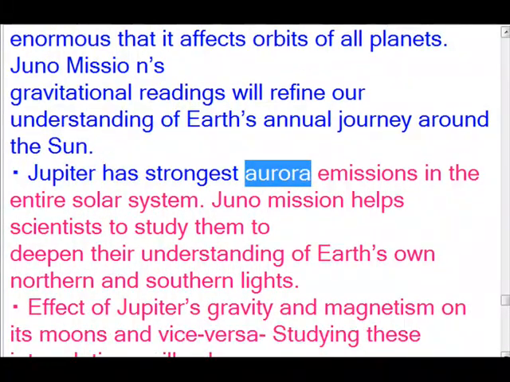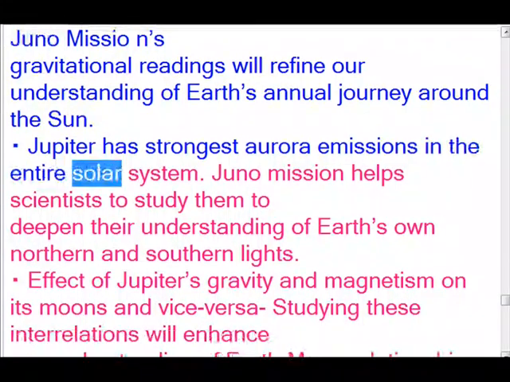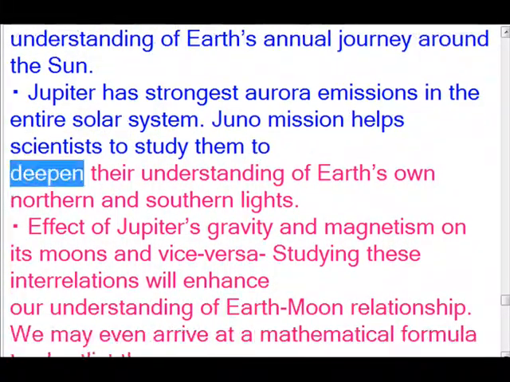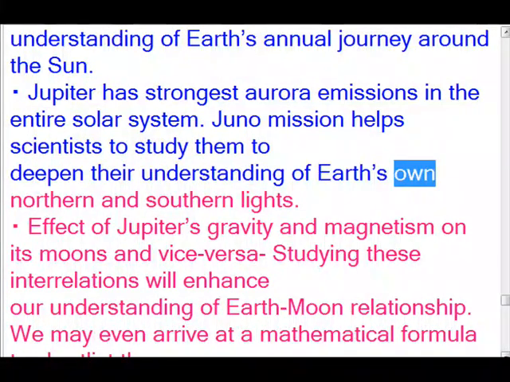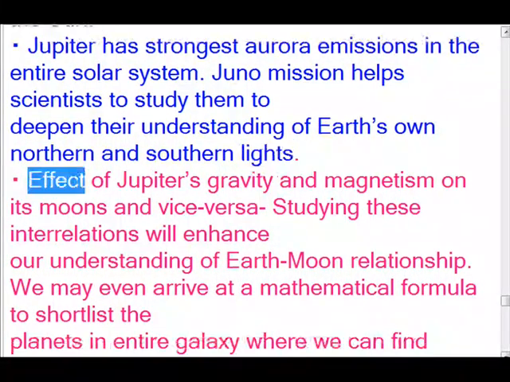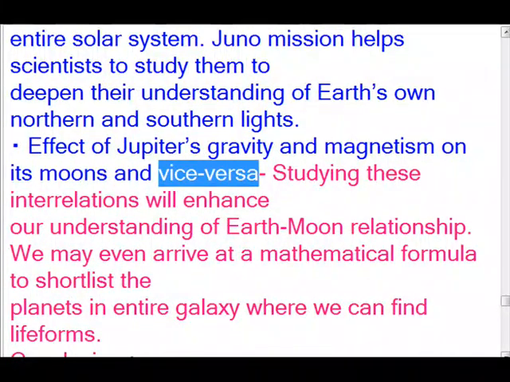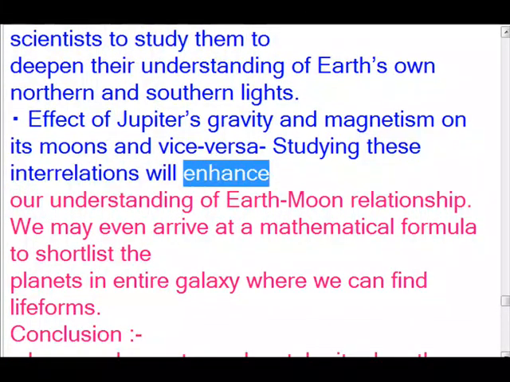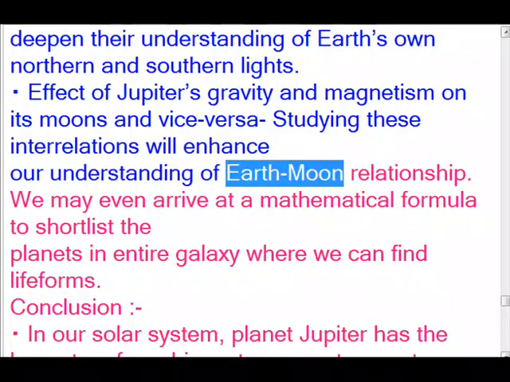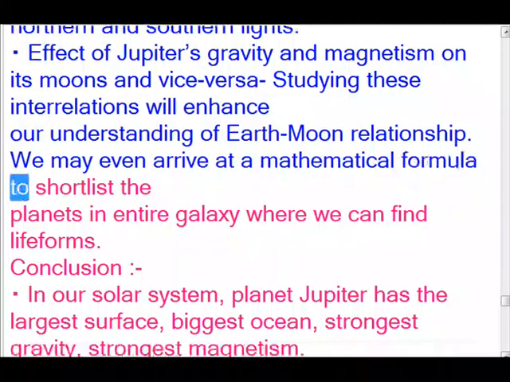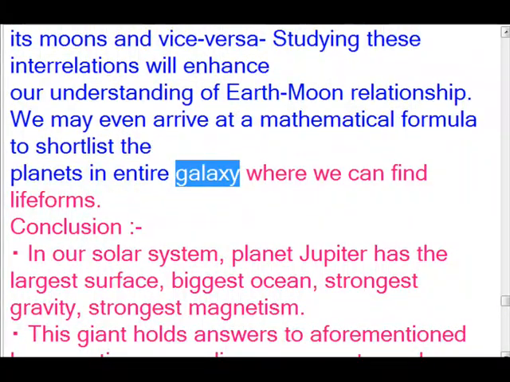Jupiter has the strongest aurora emissions in the entire solar system. The Juno mission helps scientists to study them to deepen their understanding of Earth's own northern and southern lights. The effect of Jupiter's gravity and magnetism on its moons and vice versa. Studying these interrelations will enhance our understanding of the Earth-Moon relationship. We may even arrive at a mathematical formula to shortlist the planets in the entire galaxy where we can find life forms.